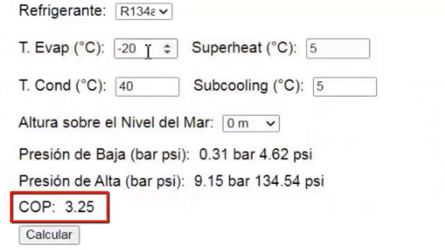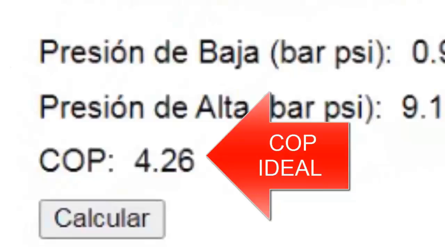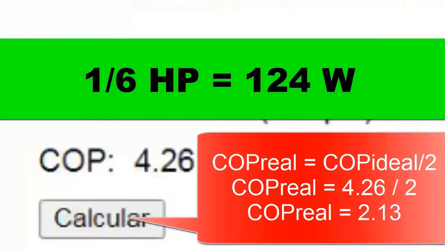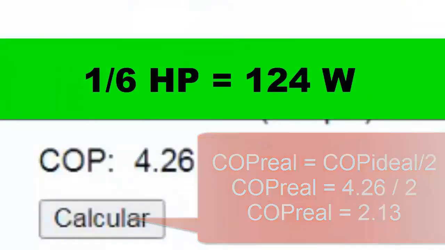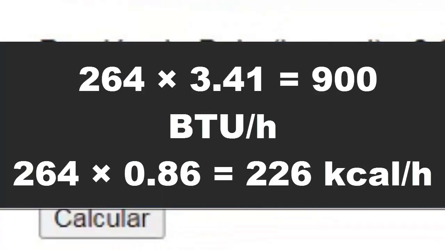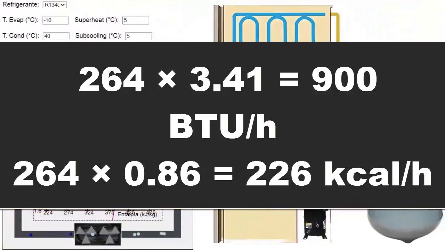9. Next, let's consider an evaporation temperature of minus 10 degrees Celsius, which results in the following COP. A 1/6 HP compressor corresponds to 124 watts. Again, the cooling capacity is obtained by multiplying the COP by the compressor's power, producing the following results. Remember, you can access our simulator using the link in the video description. 10. Now on screen, you can see the compressor's cooling capacity in various power units.